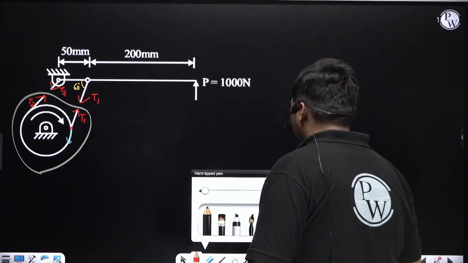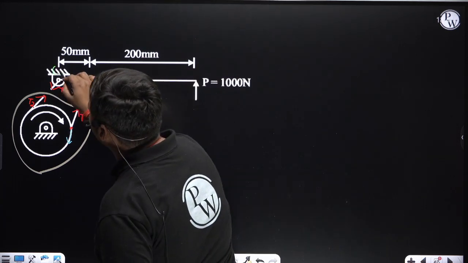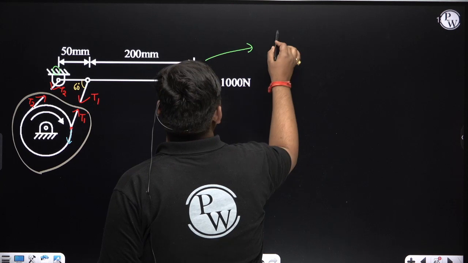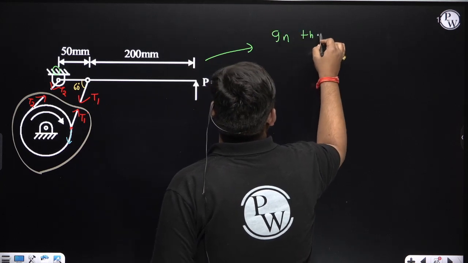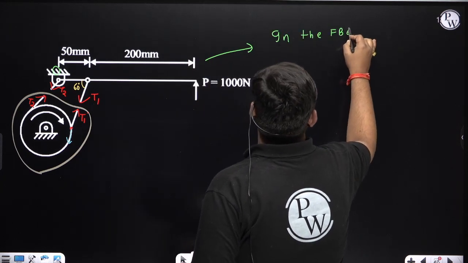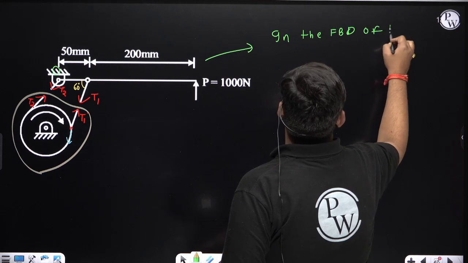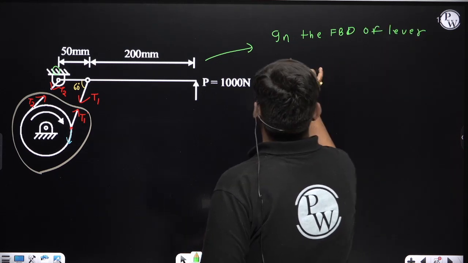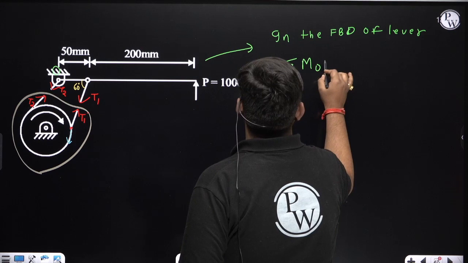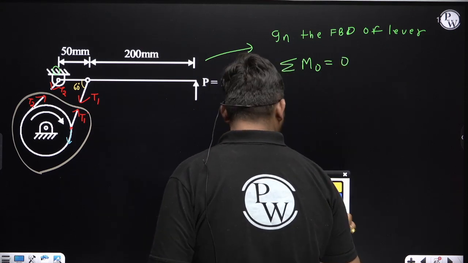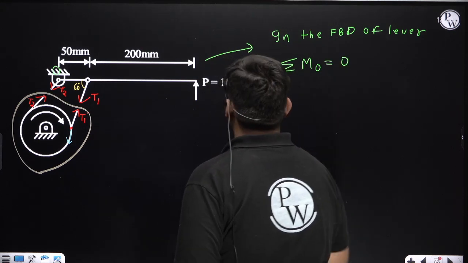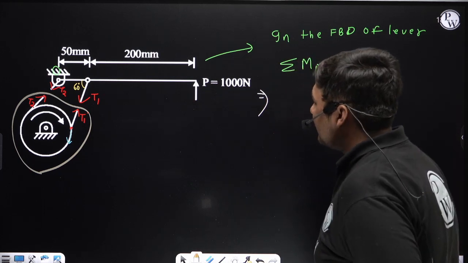Now what we will do, in the FBD of the lever, with fulcrum O, we will take the net moment about fulcrum O equal to 0. Now I am taking the net moment about fulcrum O.